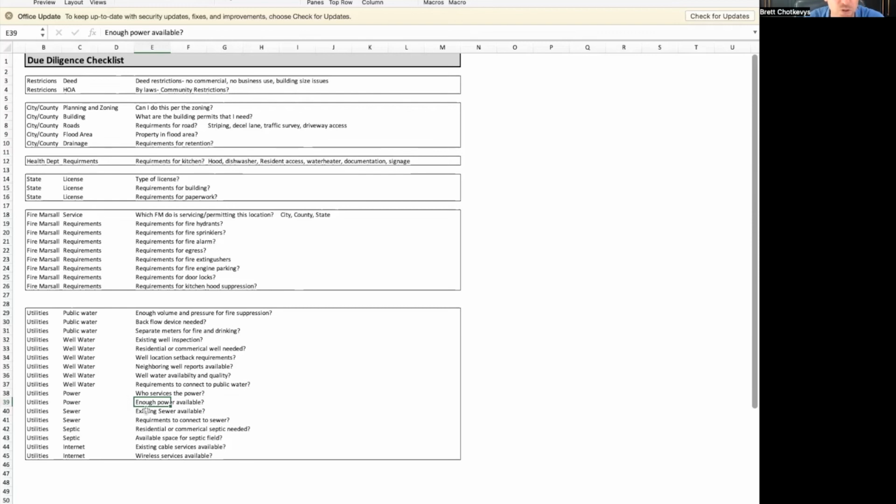And then sewer. Are you on existing sewer, or do you have to do septic? So is there a sewer available? Is it already there? What are the requirements to connect to the sewer? And again, how far away is it? Is it right there at the property where you can tie in, or is it a half mile down the road and the city still requires you to connect the pipe way down that way? So you've got to ask some of these questions.